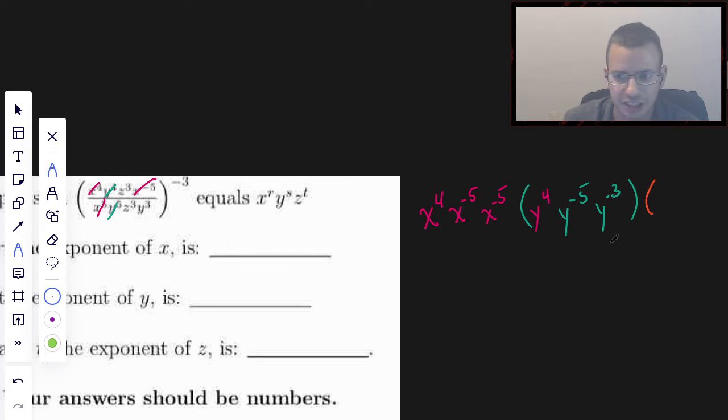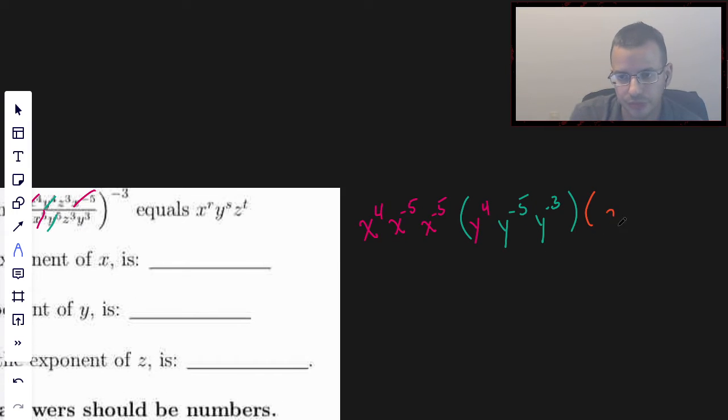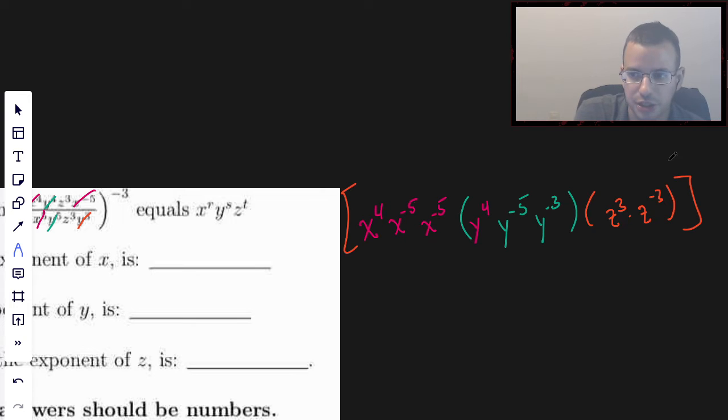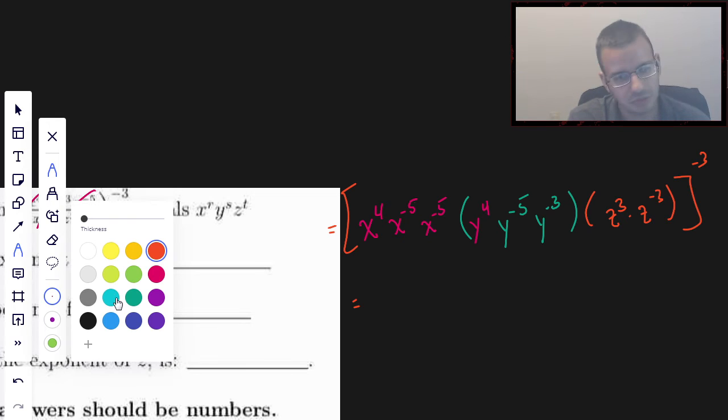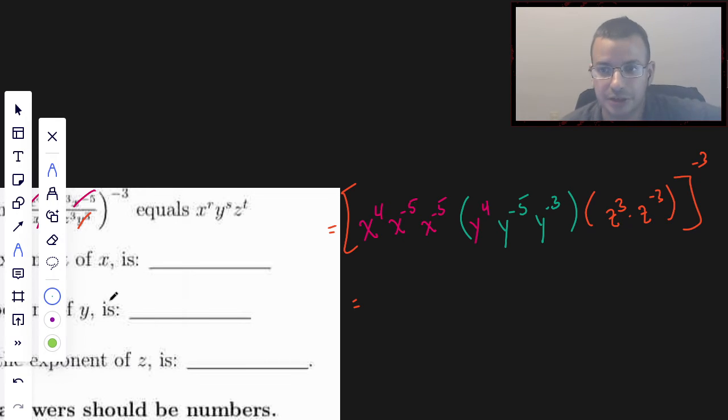Now we go to the z's. It's going to be a z cubed times, oh, I forgot to cross that one out. Z to the negative 3 on the bottom. Perfect. And this whole thing is going to be to the negative 3. So it doesn't look like we actually simplified things. We really didn't, but it'll make it easier. So I guess that does kind of mean it's simplified.